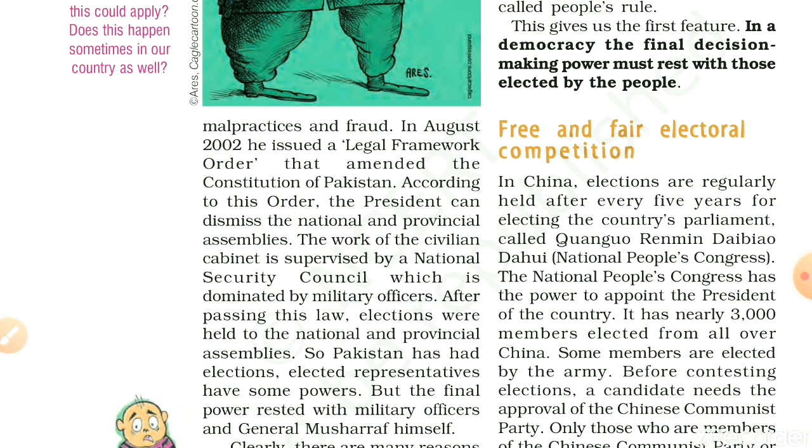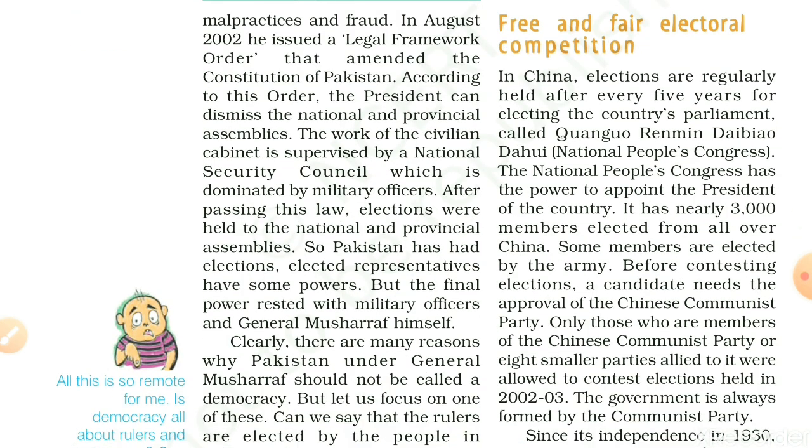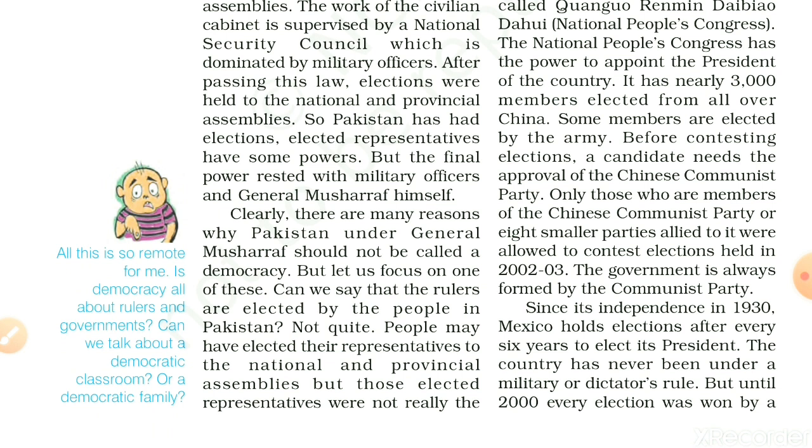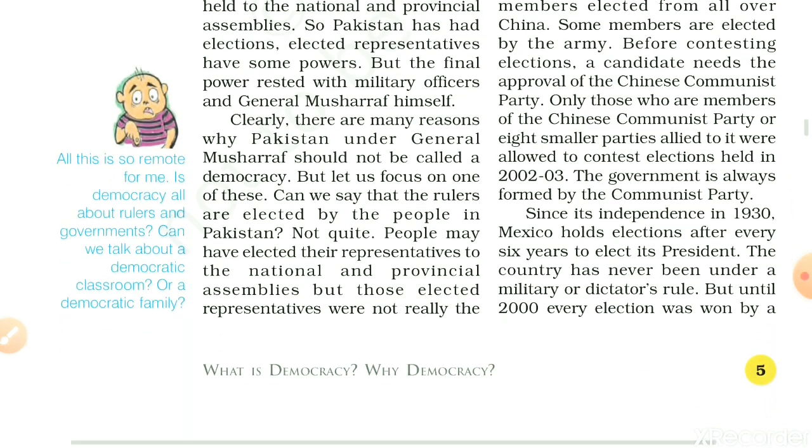Okay? And if any member wants to contest an election, they have to take approval from the Chinese Communist Party. Only those who are members of the Chinese Communist Party or 8 smaller parties allied to it were allowed to contest elections. The government is always formed by the Communist Party. Okay, and the second example is the Mexican example.